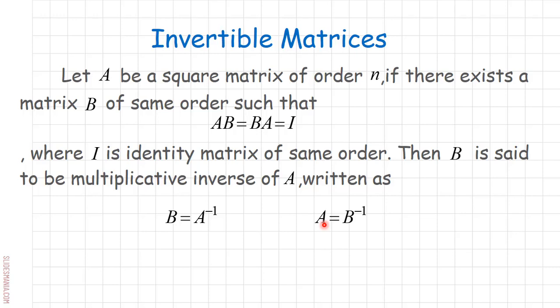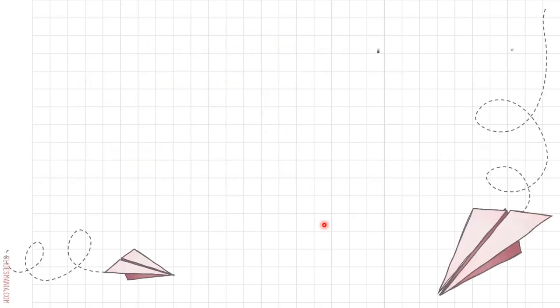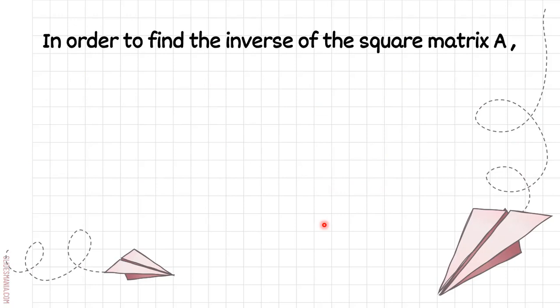Now we know that we can perform only 6 types of elementary operations on a given matrix, 3 along rows and 3 along columns. So by using the elementary operations we are going to find the inverse of a matrix. In order to find the inverse of a square matrix, there are a few steps. First, write that matrix A as A is equal to IA.